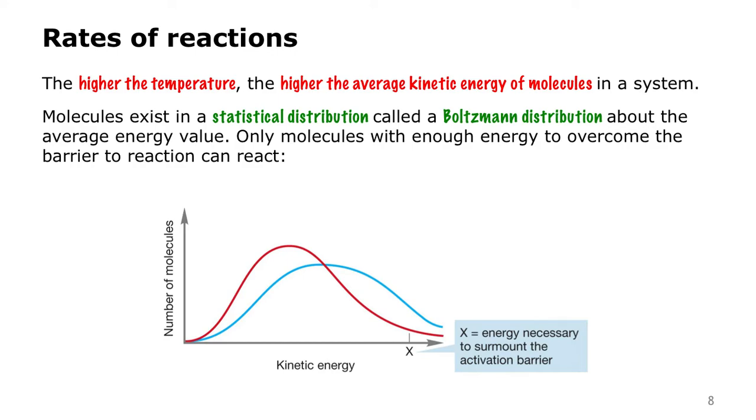Sometimes we can get to an observable rate simply by warming the reaction mixture. It's also a rule of thumb that if you increase the temperature of a reaction by about 10 degrees Celsius, you'll roughly double the rate of the reaction. And that's occurring because we're increasing the number of molecules that have the energy necessary to surmount the activation barrier.